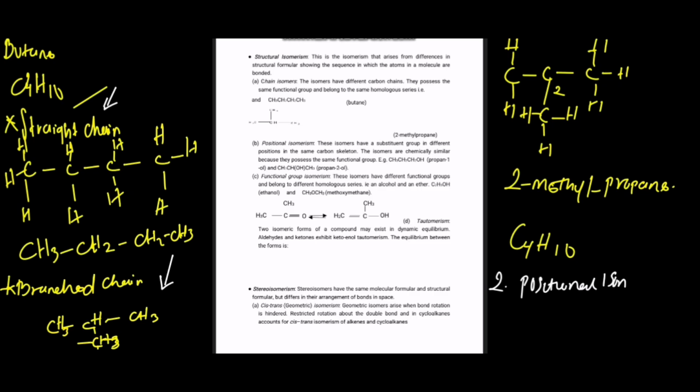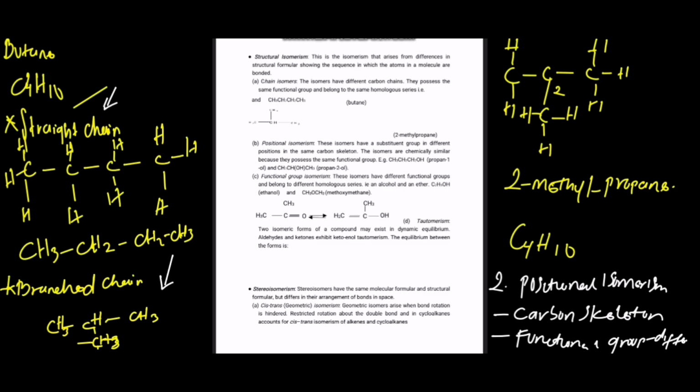Positional isomer. In positional isomerism, please take note, the carbon skeleton is the same, but the position of the functional group is different. Altogether, the carbon skeleton is the same, but the position of the functional group differs.